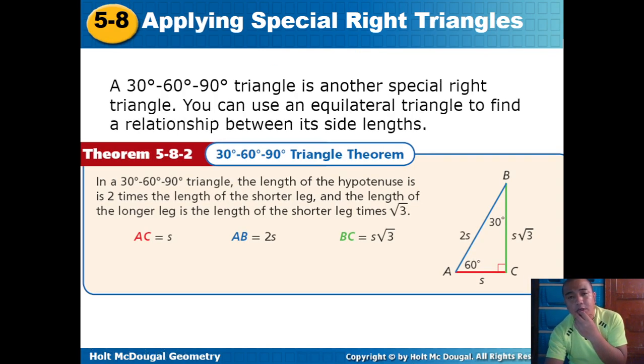Let's proceed to another kind of special right triangle. A 30, 60, 90 degree triangle is another special right triangle. You can use an equilateral triangle to find the relationship between its side lengths. Theorem.